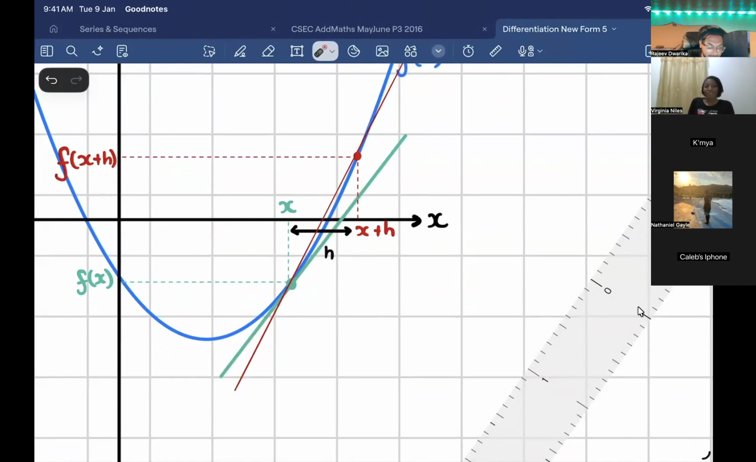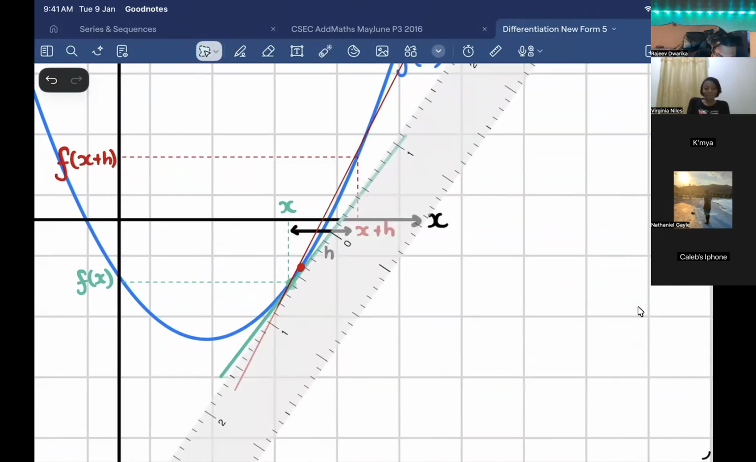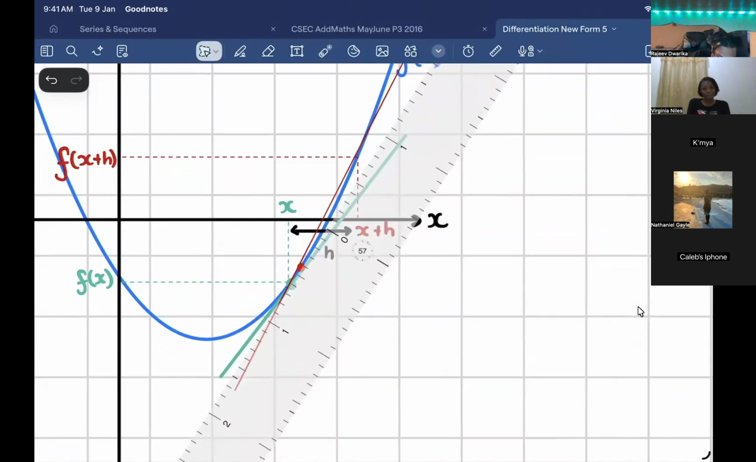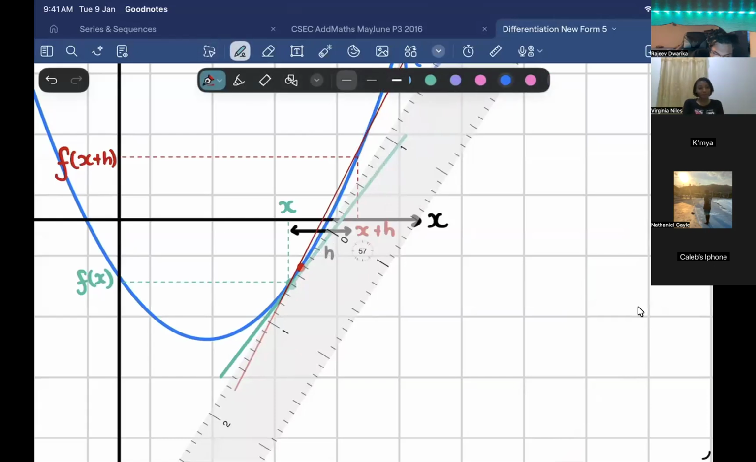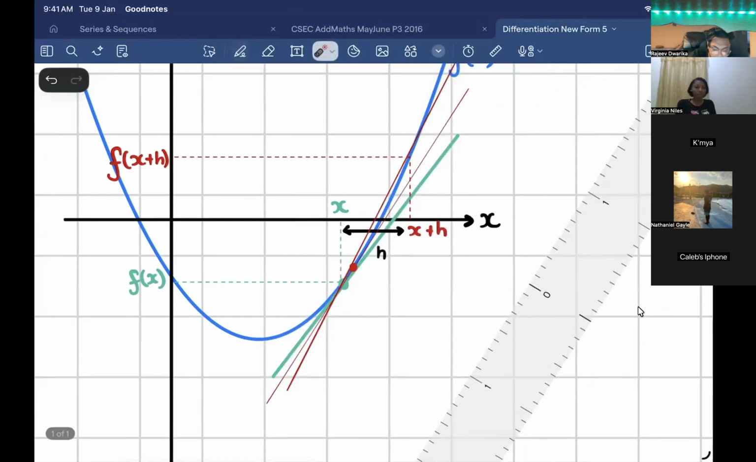If I take the red point and bring it closer to the green point, does the gradient get closer to the green line or further away from it? Compare the first red line to the second red line. Which one is closer to the green line? The second one. So is it a better approximation or a worse approximation?